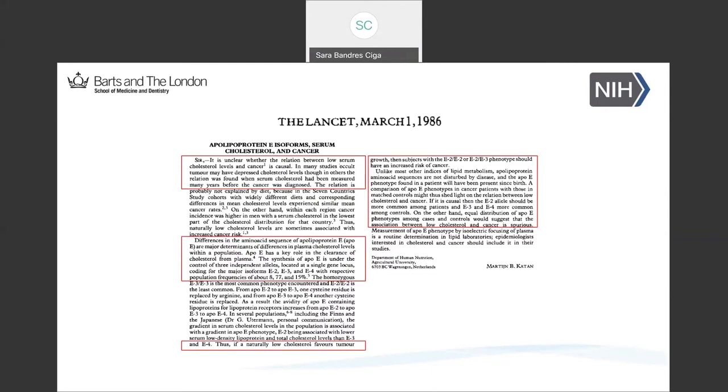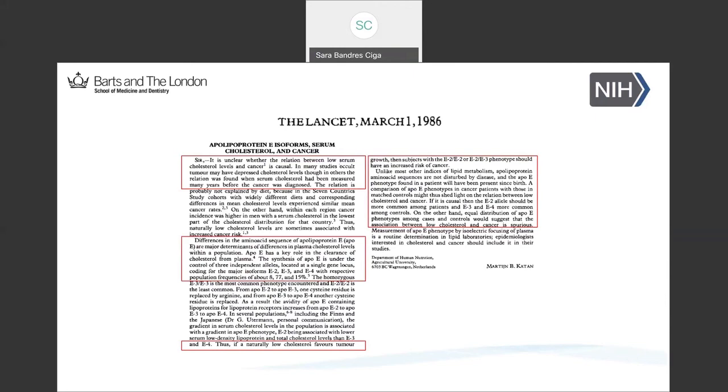He went on to say differences in the amino acid sequence of apolipoprotein E are major determinants in the differences in plasma cholesterol levels within a population. ApoE has a key role in the clearance of cholesterol from plasma. The synthesis of ApoE is under control of 3 independent alleles located at a single gene locus coding for the major isoforms E2, E3, E4, with respective population frequencies. He went on to say, if naturally low cholesterol favors tumor growth, then subjects with the E2 homozygous and E2, E3 phenotype should have an increased risk of cancer.